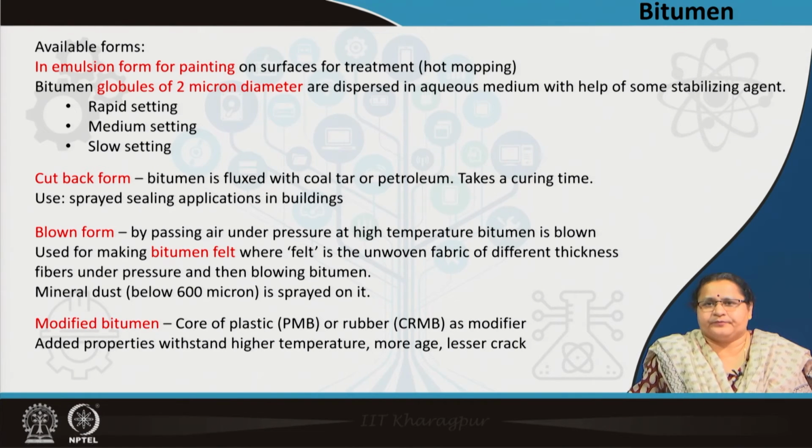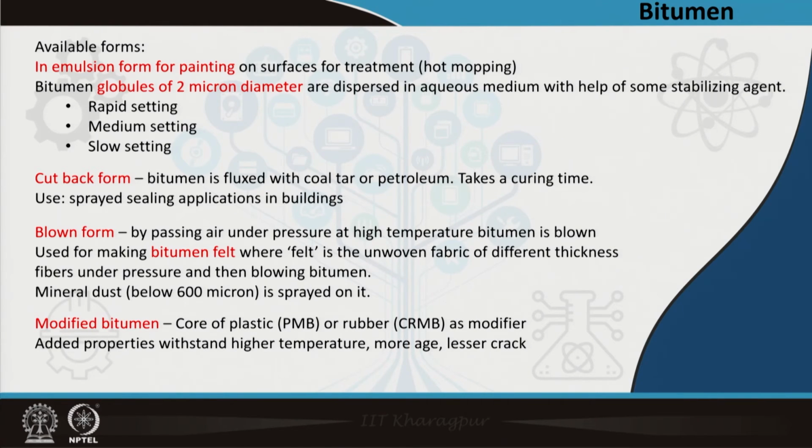Modified bitumen. When you put plastic as the core, it is called plastic modified bitumen. When it is crumbled rubber as the core, it is called CRMB or crumbled rubber modified bitumen. So, this crumbled rubber or plastic is the modifier. What is it modifying? It is modifying its capability to withstand higher temperature. It gets more life, and it experiences fewer cracks.